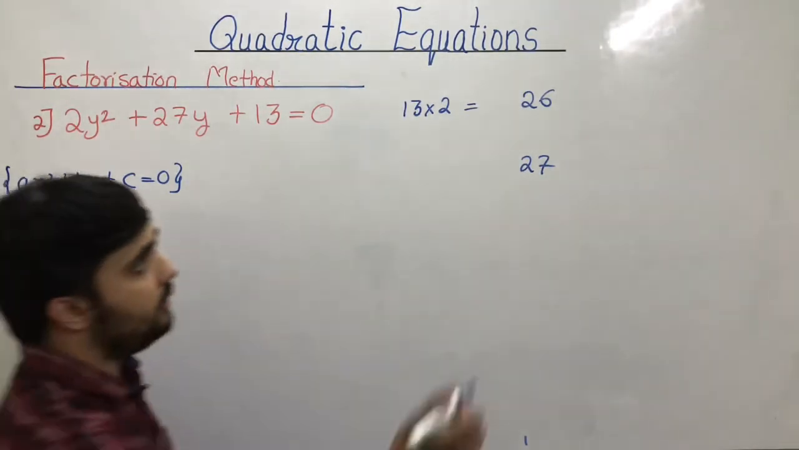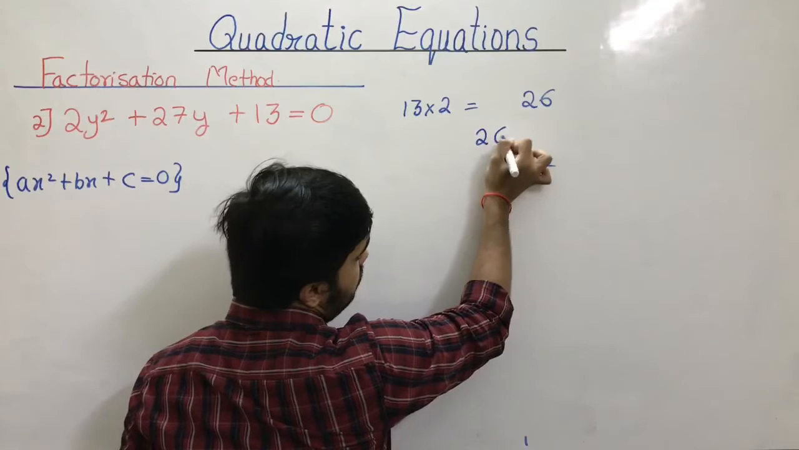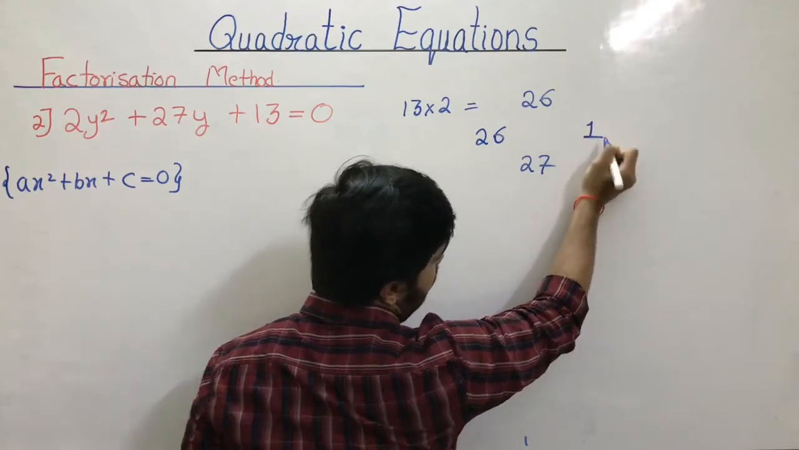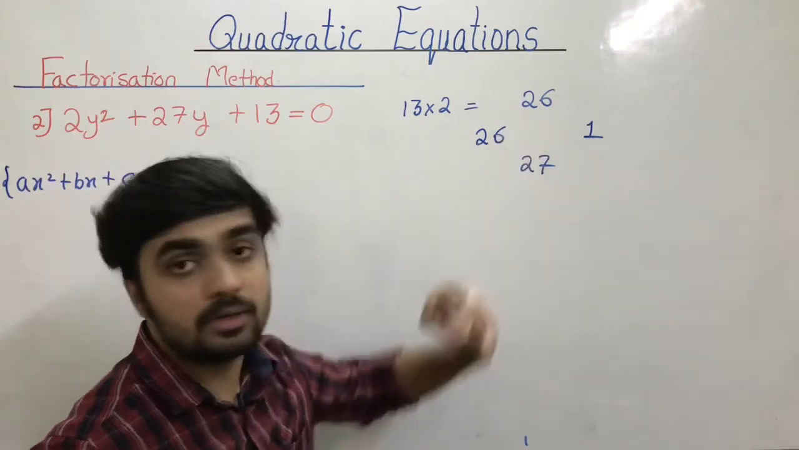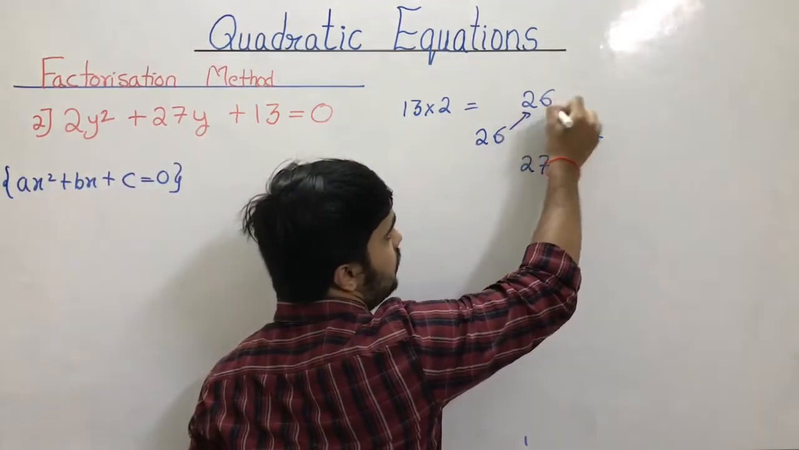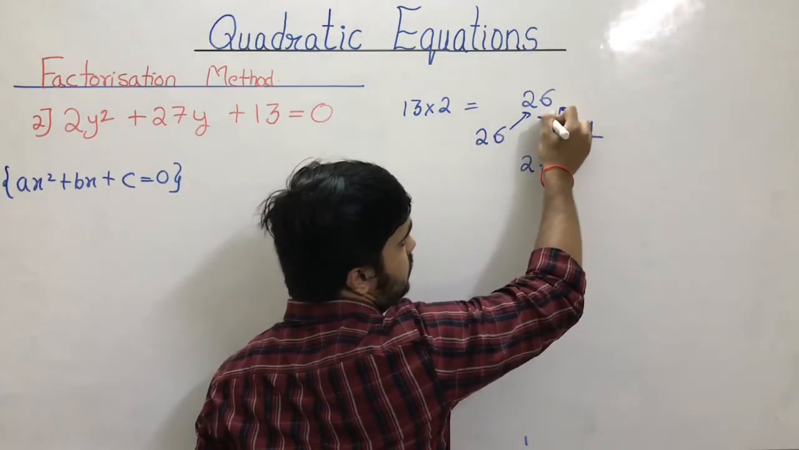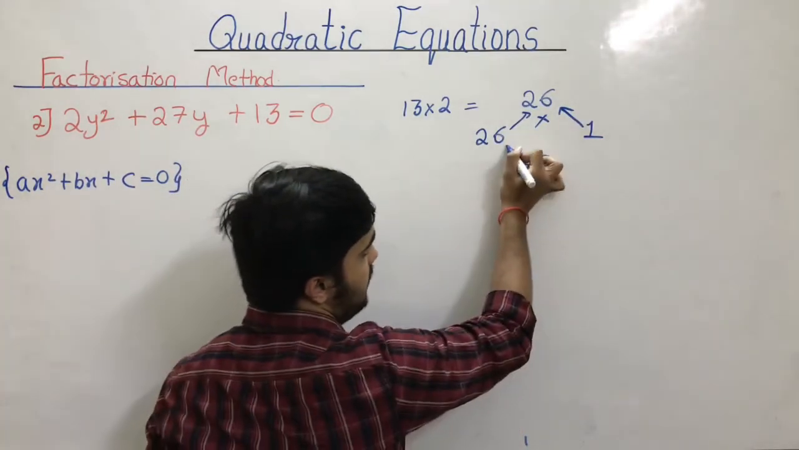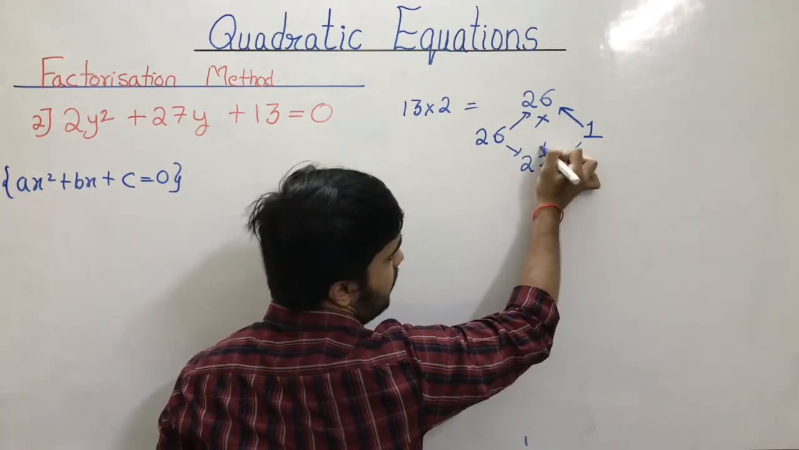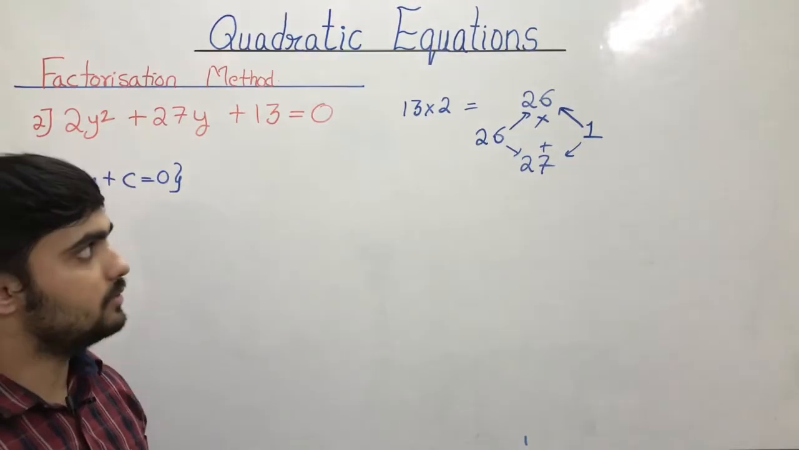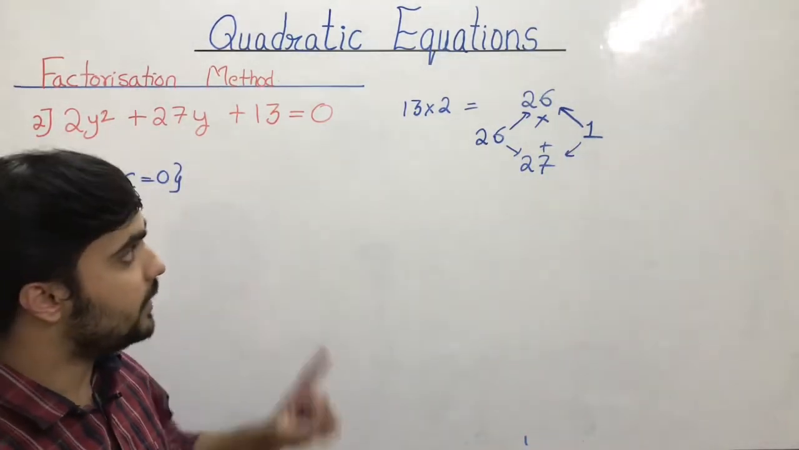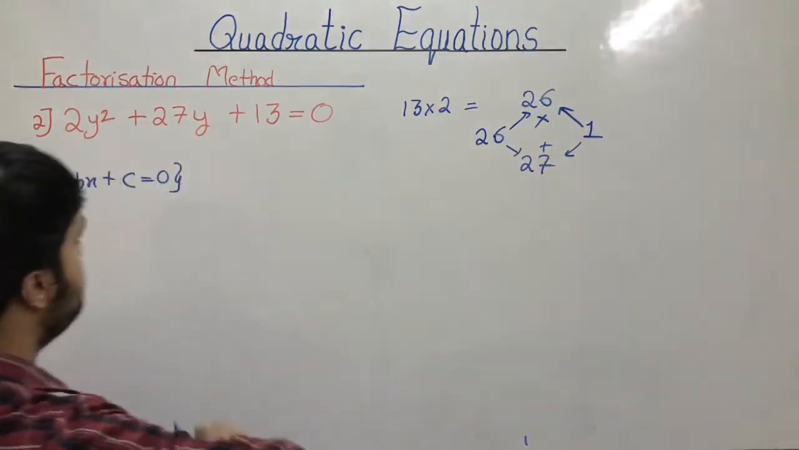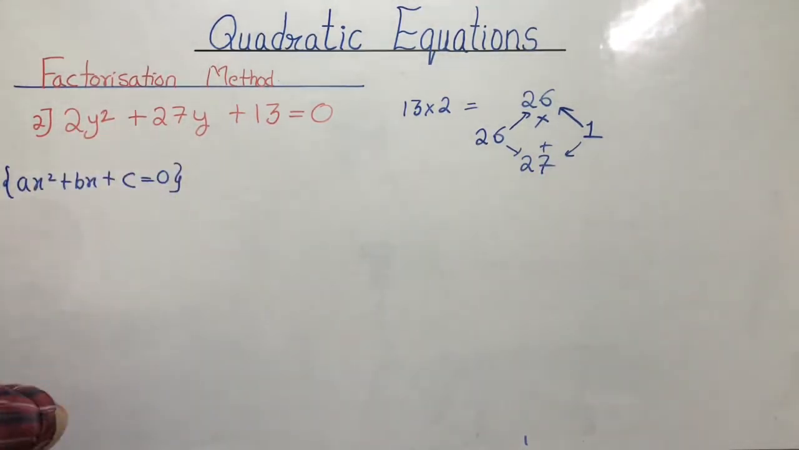Okay, so if we'll do 26 and 1, we know that 26 into 1 is 26. Multiplication of these is 26 and addition of both is 27. So those two numbers are 26 and 1. So we can write 26 and 1 in place of this 27y.